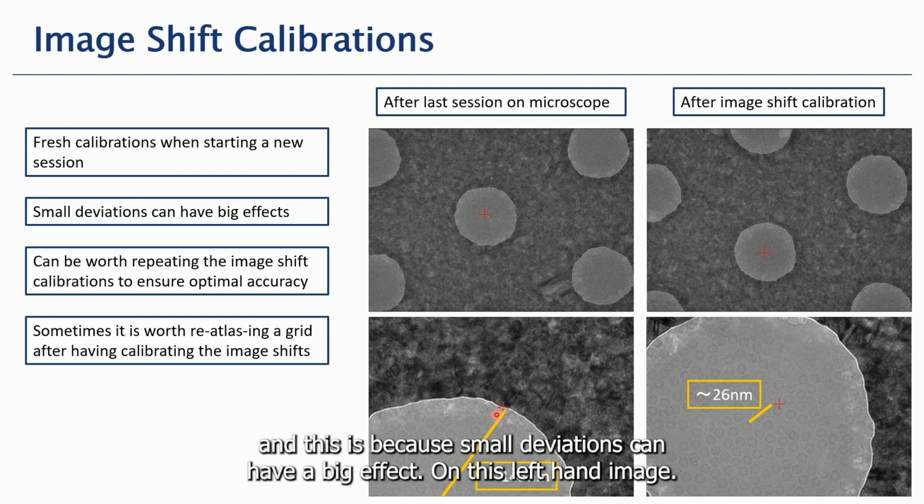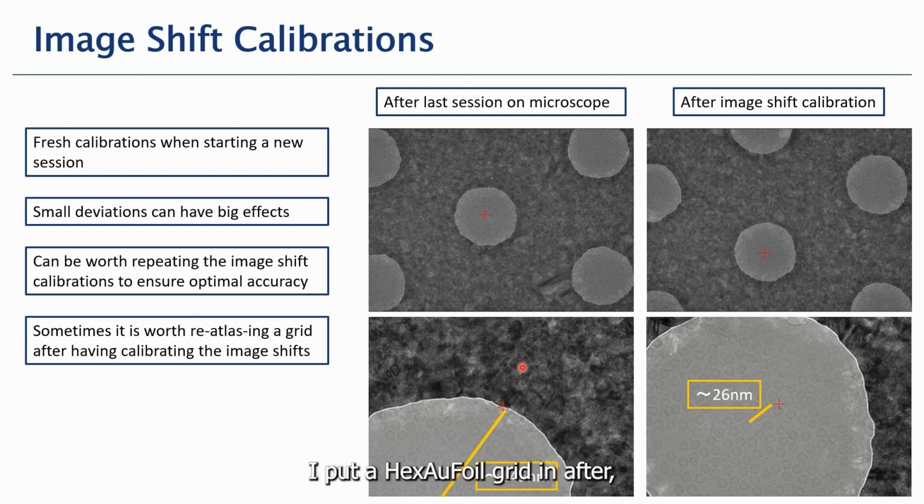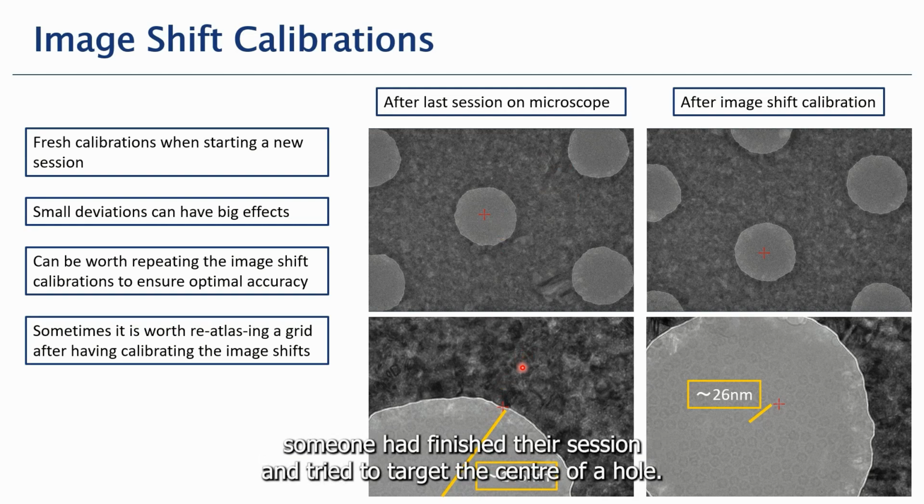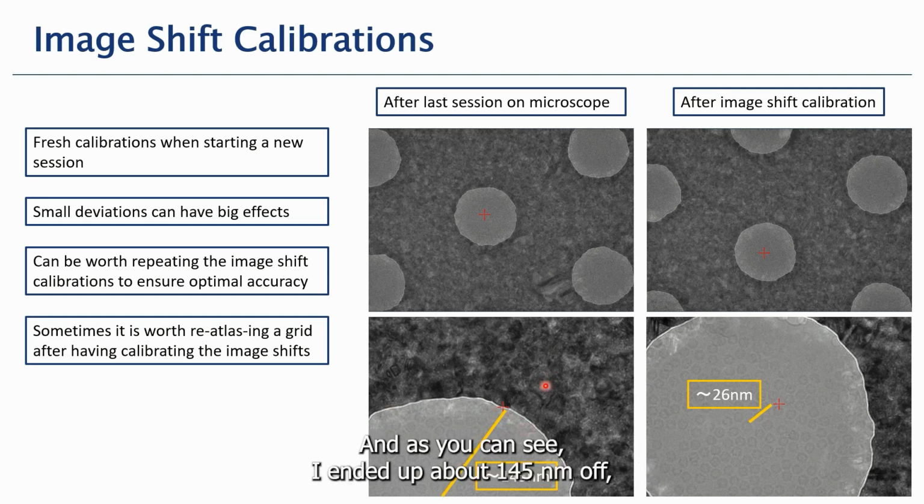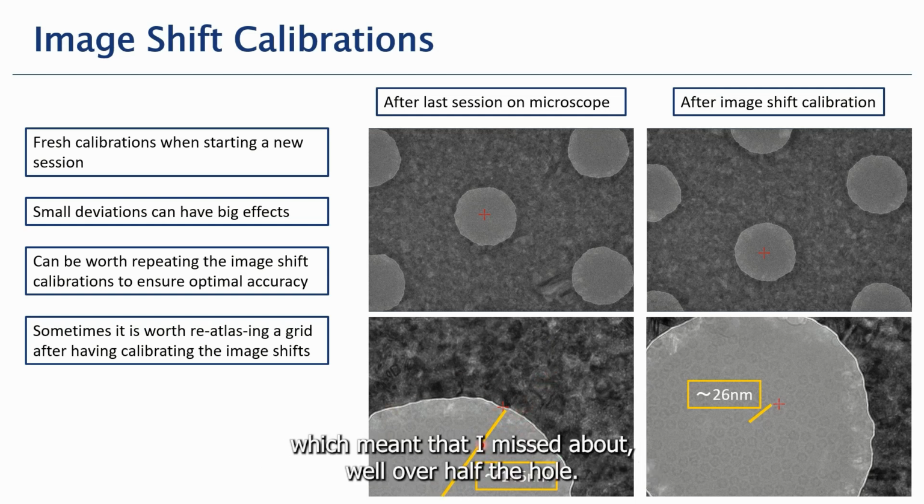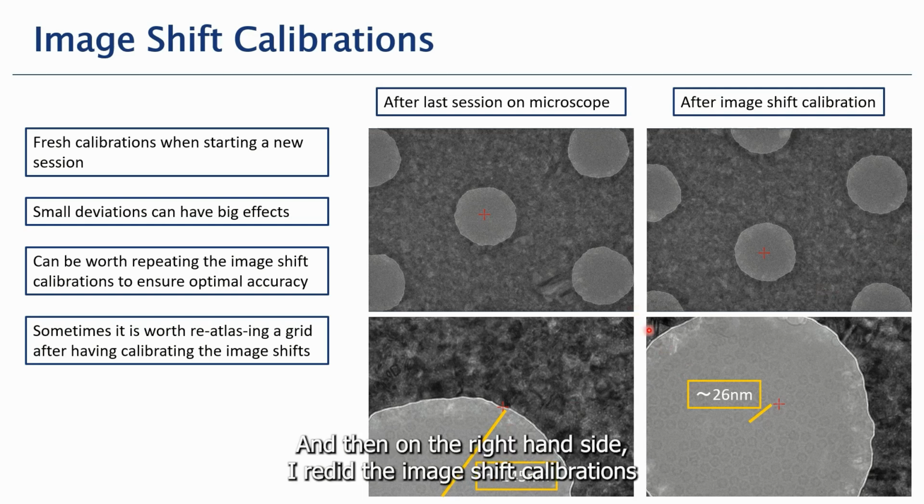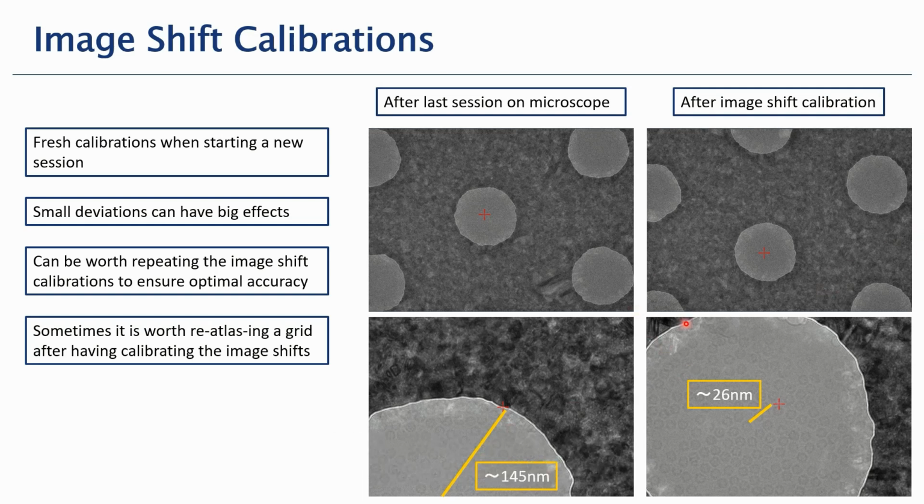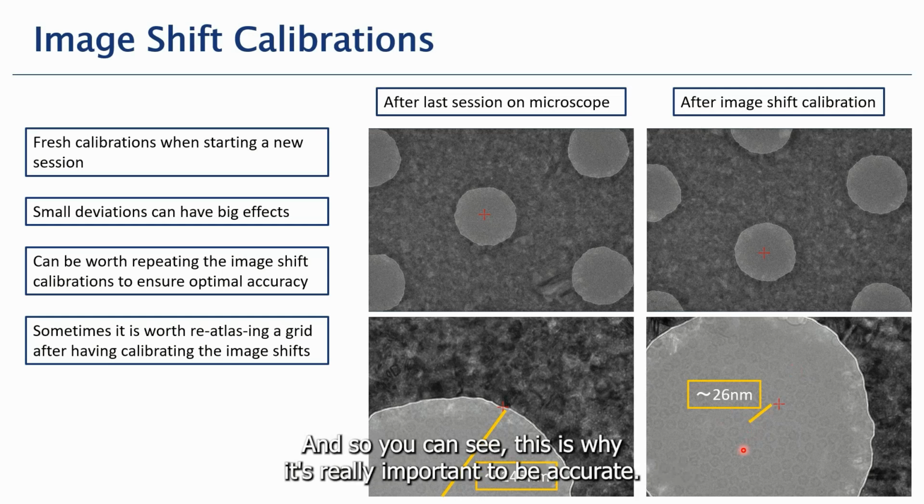On this left-hand image, I put a Hexafoil grid in after someone had finished their session and tried to target the center of a hole. And as you can see, I ended up about 145 nanometers off, which meant that I missed about over half of the hole. So this really isn't ideal. And then on the right-hand side, I redid the image shift calibrations, again targeting the center of the hole. And you can see I'm still 26 nanometers out, but I've got much better coverage of the hole. And so you can see this is why it's really important to be accurate.